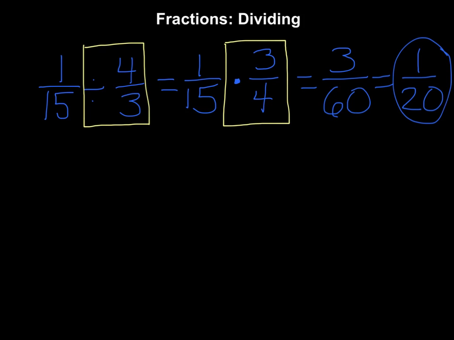The downside to this method is that it's a little bit longer and a little bit more complicated than our first method. However, the upside is it always works. So let's do one more example. We'll do 2/3 divided by 4/7.